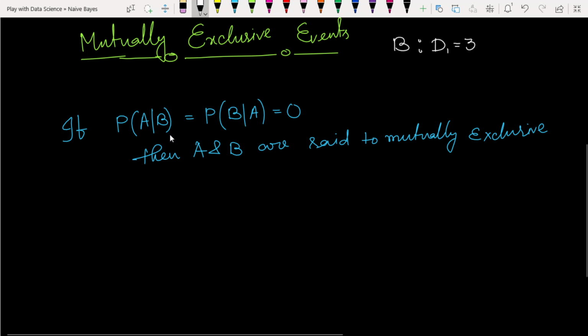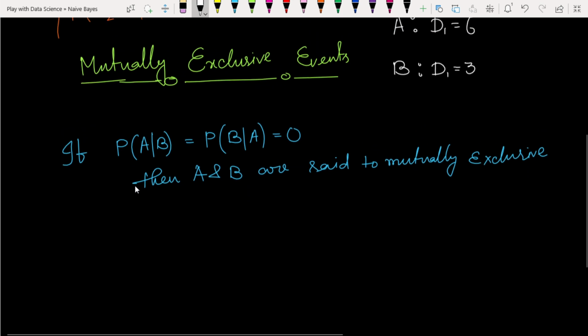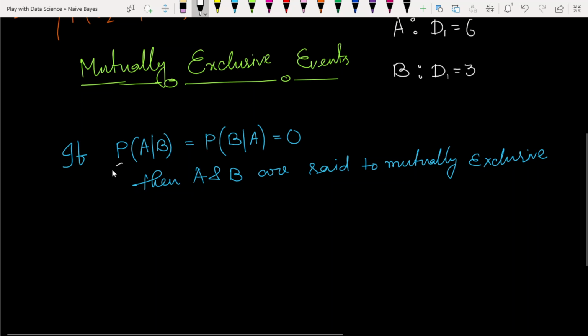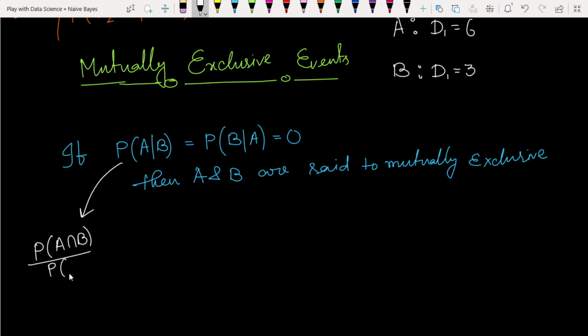So in the previous lecture we just saw the definition of conditional probability. What will be this value? Probability of A given B means probability of A intersection B divided by probability of B.